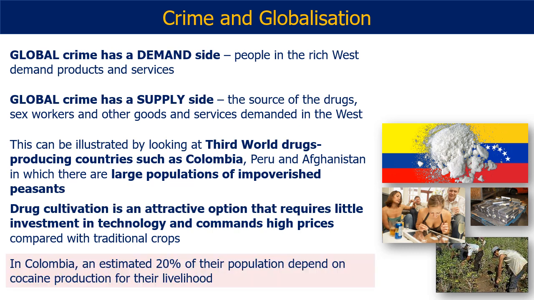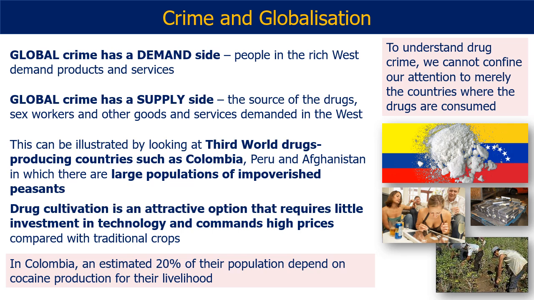So to pick one example, in Colombia an estimated 20% of the population of the nation depend on cocaine production for their livelihood. That's a fifth being supported by a drugs trade, an illegal drugs trade. And of course, if we're going to understand drug crime, we cannot confine our attention merely to the countries where the drugs are consumed.